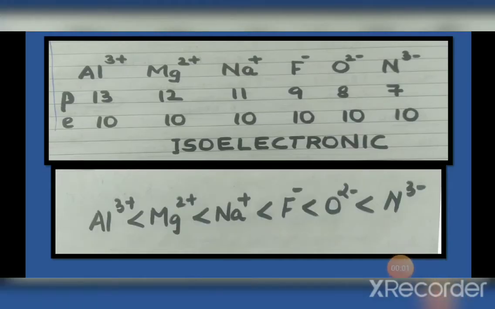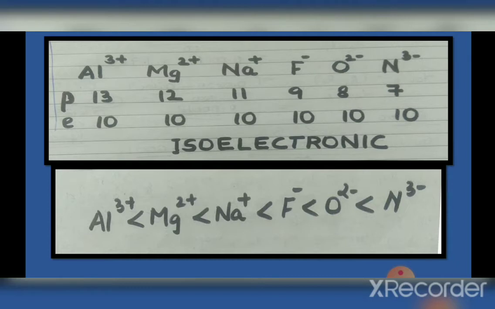Consider the ions aluminum ion, magnesium ion, sodium ion, fluoride ion, oxide ion and nitride ion. The number of protons in aluminum ion is 13, in magnesium ion is 12, sodium ion is 11, fluoride ion is 9, oxide ion is 8 and nitride ion is 7. But all these ions contain the same number of electrons, and it is equal to 10.